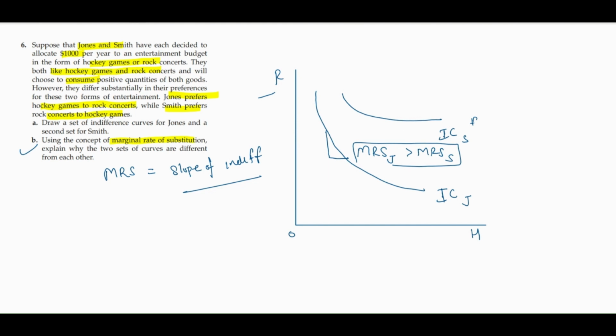In part B they have said to use the marginal rate of substitution concept to explain that the two sets of curves are different from each other. So you can explain that the MRS in the two curves would be different, and the MRS is higher for Jones. I hope this video explains how to draw indifference curves and how marginal rate of substitution is related to indifference curves. If you have any doubt, you can comment.